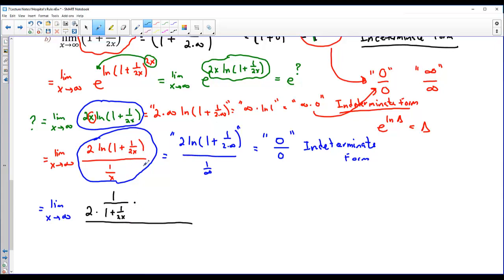Now, the derivative of 1 over 2x. Remember, 1 over 2x can be rewritten, and here's where you have to be careful, as 1/2 x to the negative 1, which when you take the derivative becomes negative 1/2 x to the negative 2, which equals negative 1 over, let's say negative 1/2 times 1 over x squared.